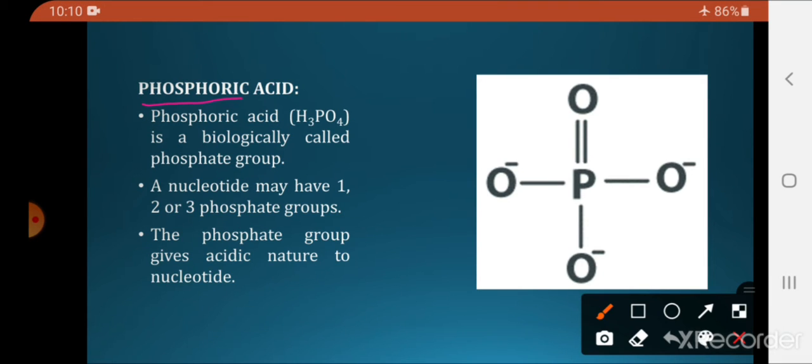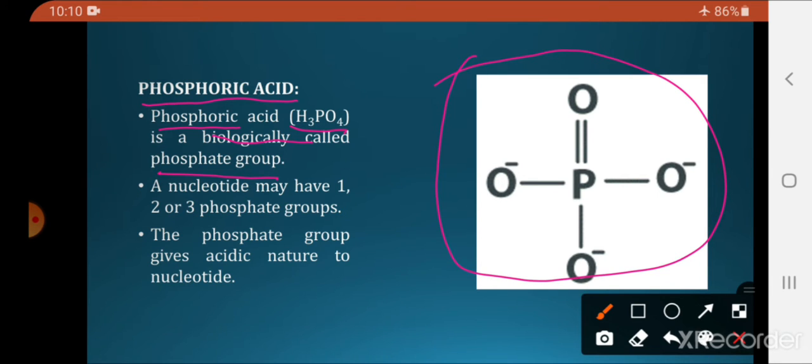So first of all, phosphoric acid. The formula for phosphoric acid is H3PO4. Biologically it is called the phosphate group, and this phosphate group arises as the PO4 3 minus ion.